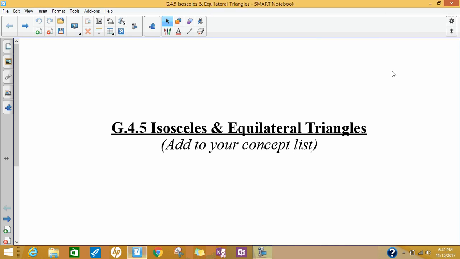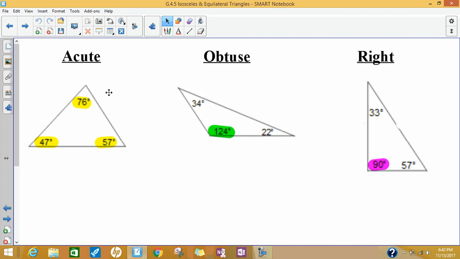Hey all, today we're going to talk about two special kinds of triangles, isosceles and equilateral triangles. So I just want to recap a few triangles we spoke about a little bit earlier in this unit: the acute, obtuse, and right triangle.